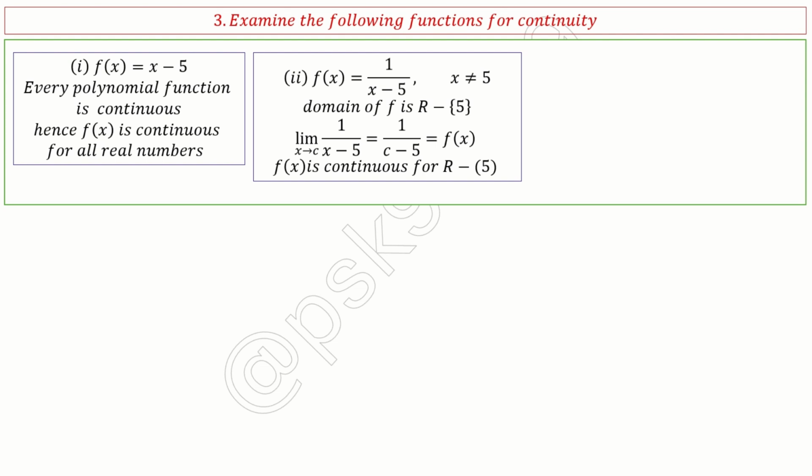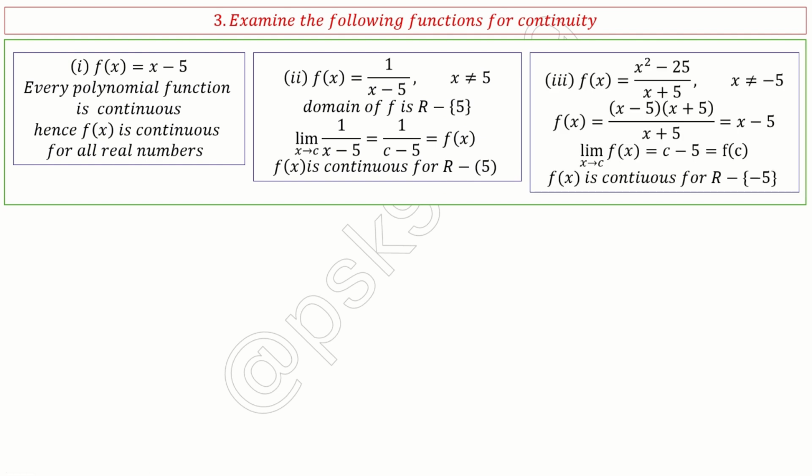I need not check at 5. Okay, so at 5 it is discontinuous, but if I remove 5 because the domain is R minus 5, at R minus 5 this function is continuous. Limit x tends to c, suppose, and 1 by x minus 5 is nothing but 1 by c minus 5, which is f of c. So this is continuous for R minus 5. The x equal to 5 doesn't come into the picture at all.